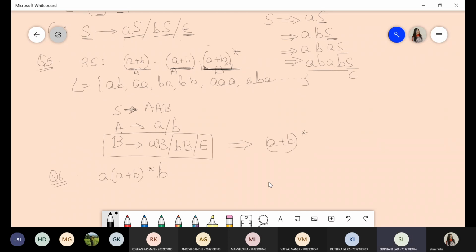Ma'am, could the answer be small a, capital A, and then B for the S, the starting symbol? Okay, and capital A tends to? A tends to the same, A or B A or epsilon. Very good, very good. This is the final grammar.